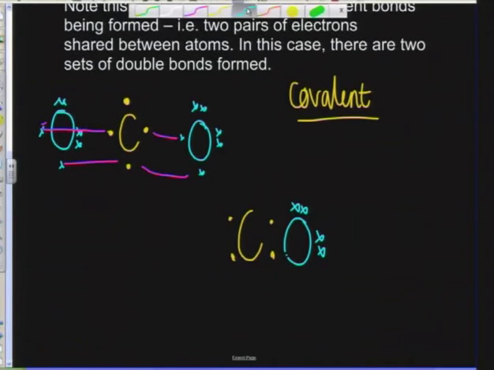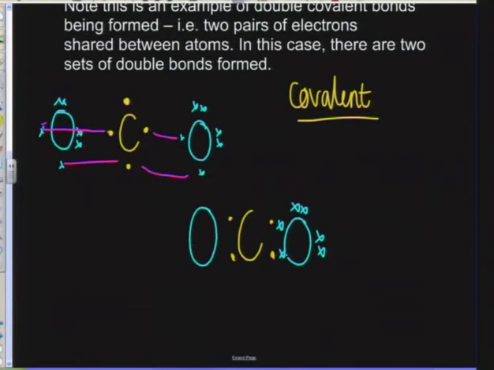We had 1, 2, 3, 4, 1 there, 5, 6, and again here 1, 2, 3, 4, 5, 6 electrons. Just so you don't get confused by that little dot, we have a pair there and a pair there, and then another pair and another pair.